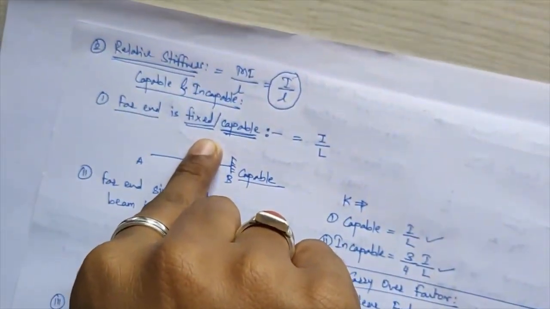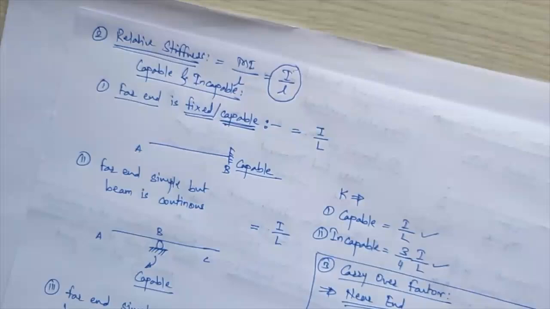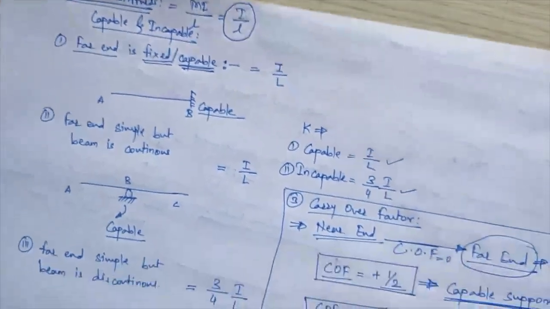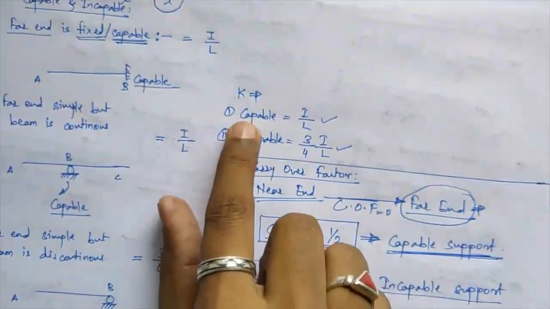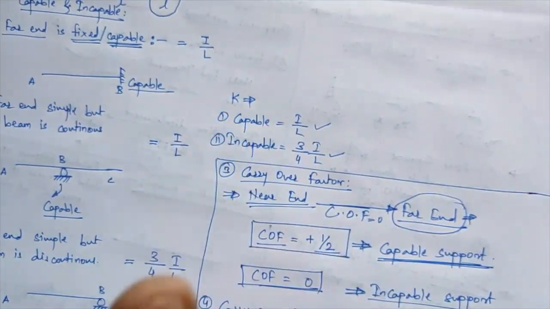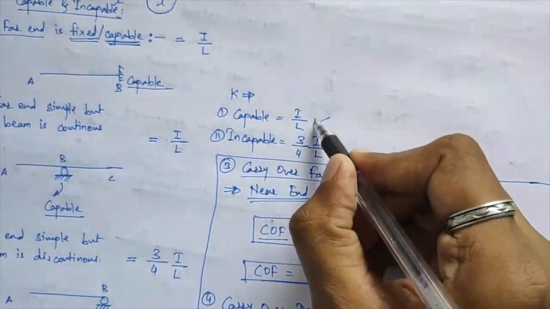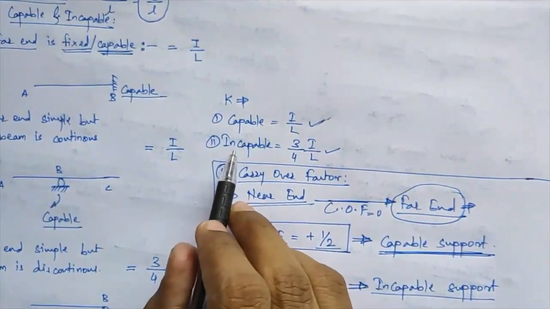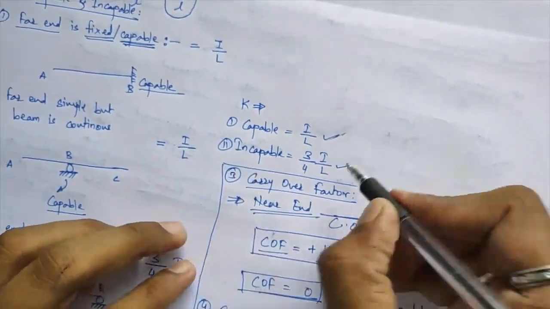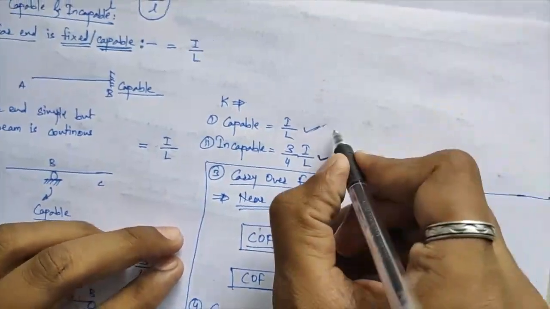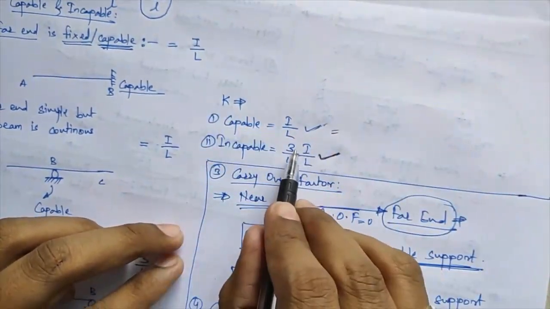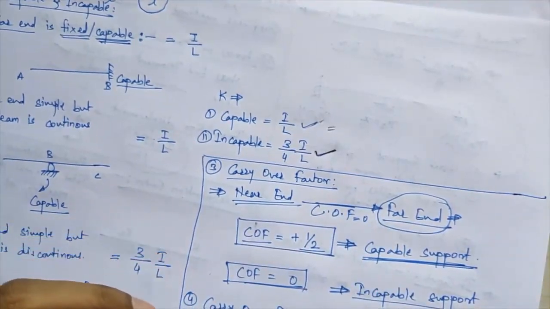The second factor is relative stiffness. It is the ratio of moment of inertia to the length of the member you are considering. If the far end support is fixed, the relative stiffness value will be equal to I by L. And if the far end support is hinged or simply supported, then the relative stiffness K will be equal to 3/4 of I by L.